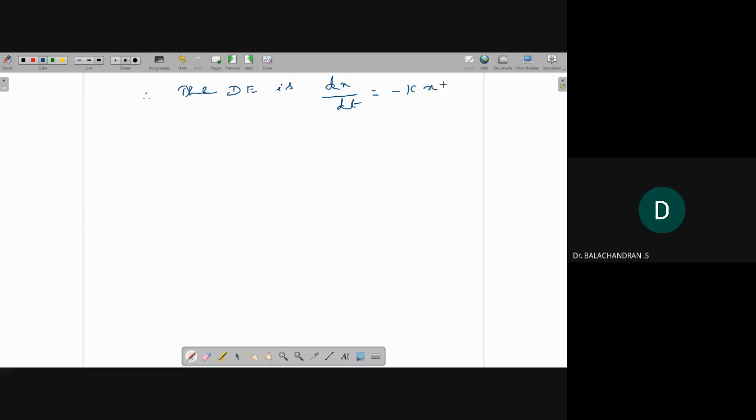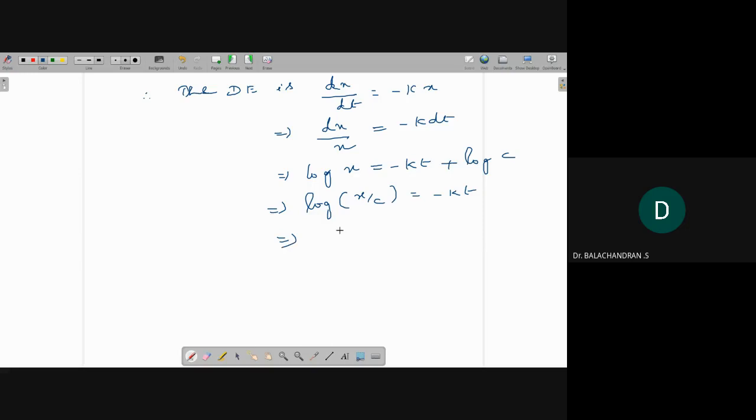In the previous problem, the population is increasing, so I took dx by dt equal to plus kx. From this you'll get dx by x equal to minus k dt. If you integrate it, log x is equal to minus kt plus log c. So this implies log of x by c equal to minus kt, so x by c equal to e power minus kt. So x is equal to c into e power minus kt.